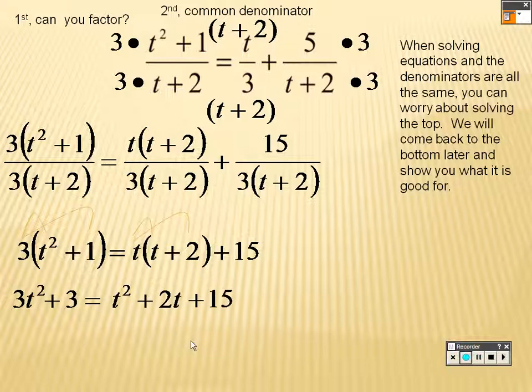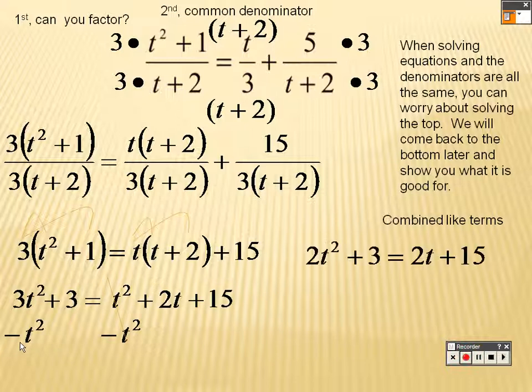So now I need to put everything together and find common denominators. I am going to put my like terms together. So I'm moving this over because I like to make my t squareds positive. So 3 minus a t, it gives me a 2t squared. I still have a 3 on this side. Still have a 2t and still have a positive 15.